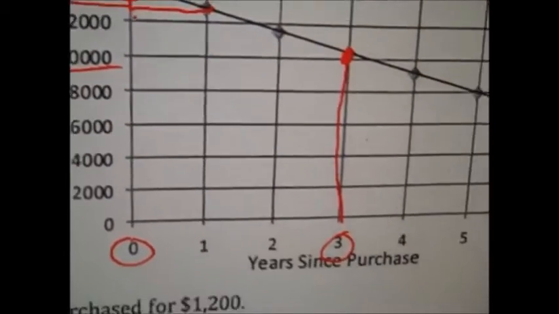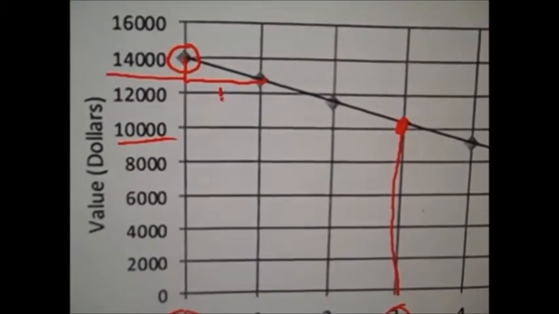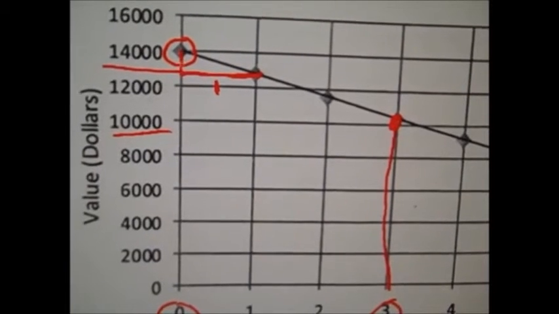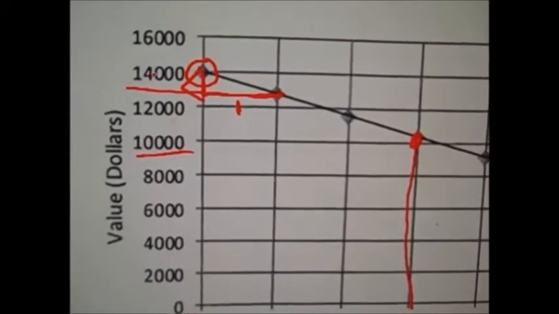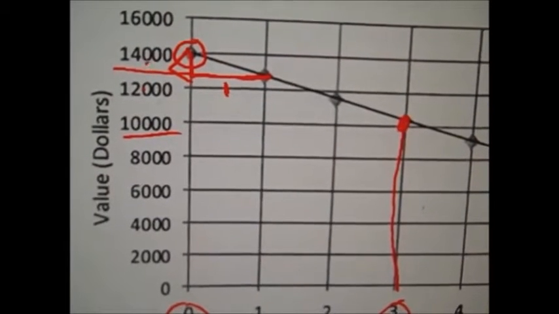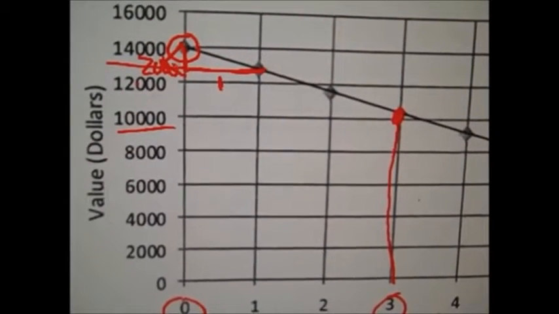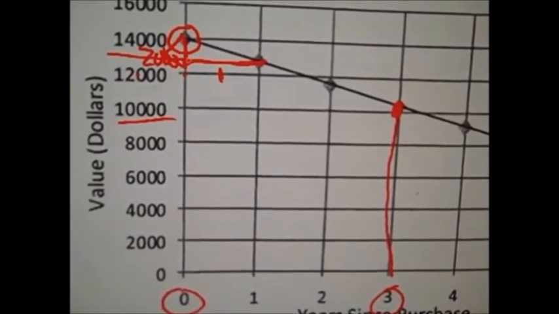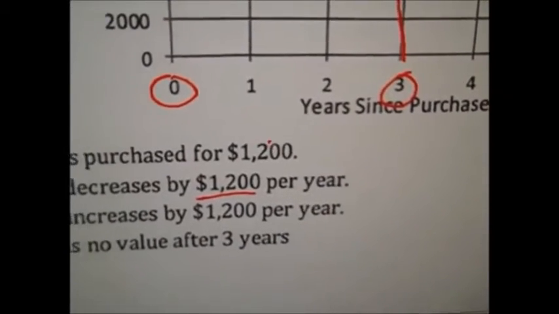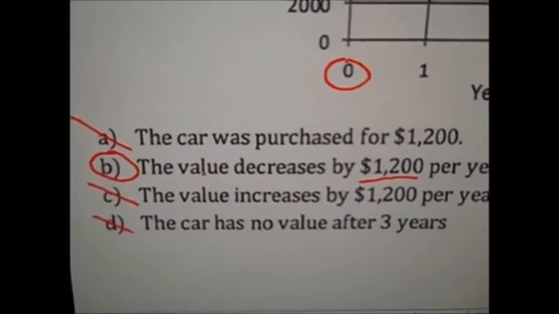year. And if you look at the rise over run, it goes 1 year here, and it goes down somewhere between 2,000, because 14,000 minus 12,000 is 2,000. But it's just a little bit less than. It stops here. It doesn't go all the way down to 2,000. It goes about here. So 1,200 would work as the slope.